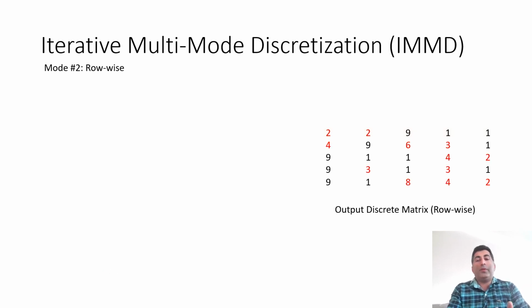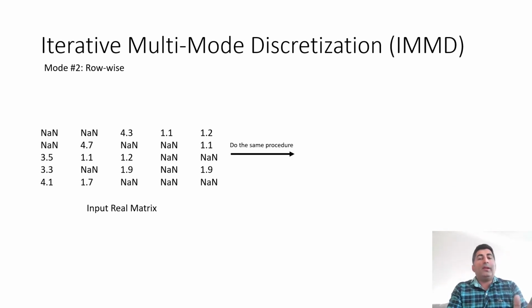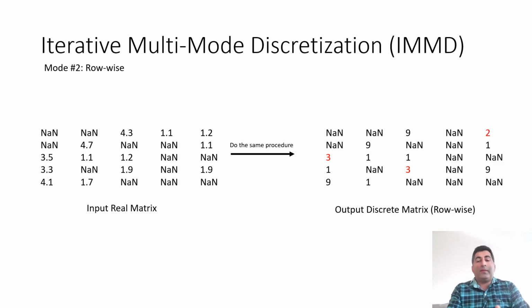We just look for those items that are not either 1, 5, or 9, and then we replace the corresponding elements in the original matrix with nan. We iterate this procedure, do the same process, and then we obtain this matrix. This time, instead of last time, we obtain that three elements still are not either 1, 5, or 9.